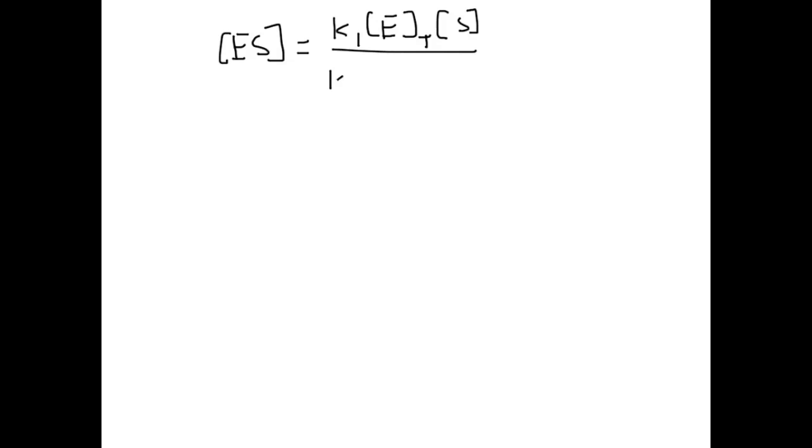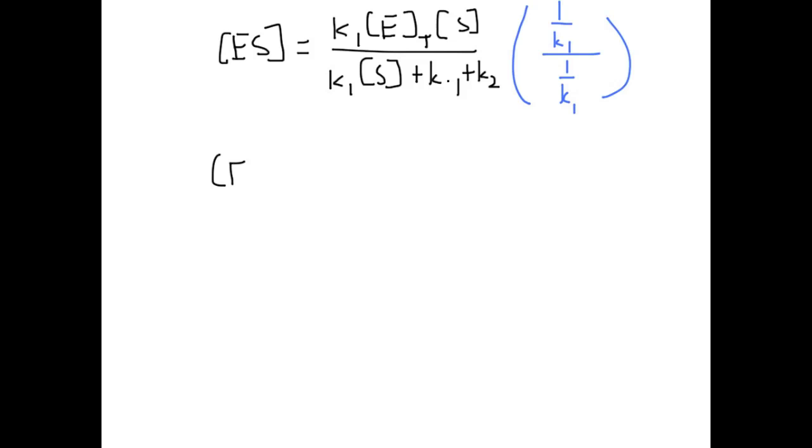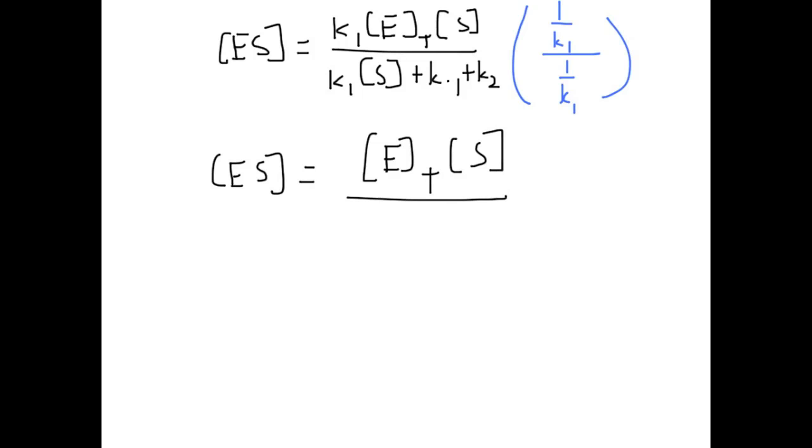We divide to leave ES by itself and arrive at concentration ES equals K1 times E total times S divided by K1 times S plus K-1 plus K2. We multiply both the numerator and denominator by 1 over K1, leaving us with ES equals E total times S divided by S plus K-1 plus K2 over K1.